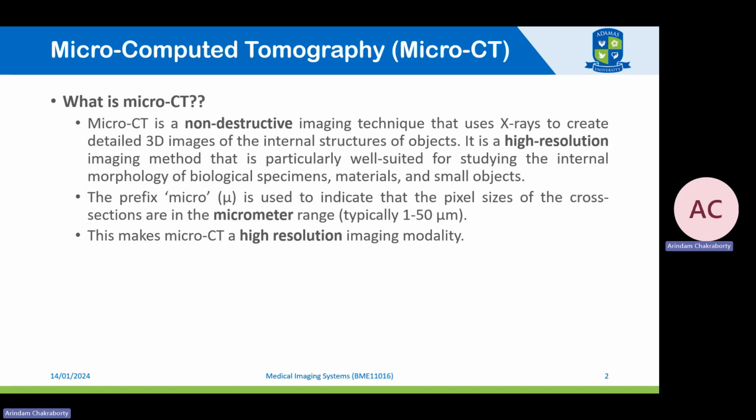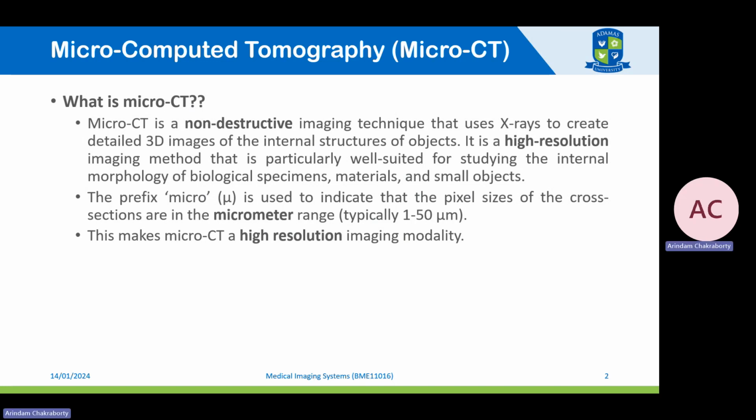And micro CT is predominantly used to non-destructively image not only biological research related systems, it is also used for imaging material science related different objects, be it composite, be it any other objects. So micro CT is a non-destructive imaging technique, which, like a regular computed tomography, uses X-ray to create a detailed 3D image of the internal of an object.